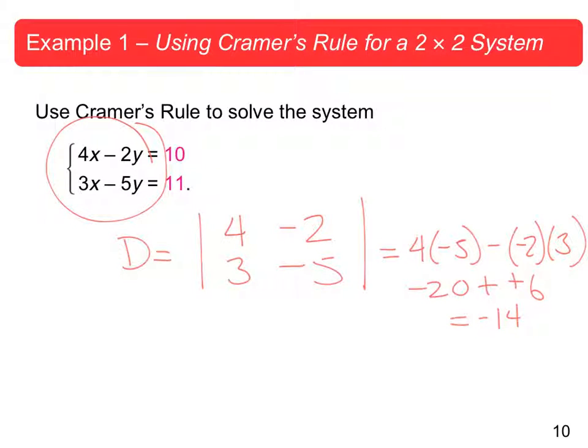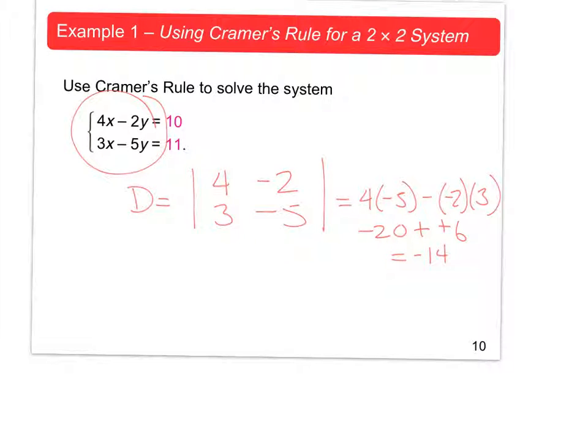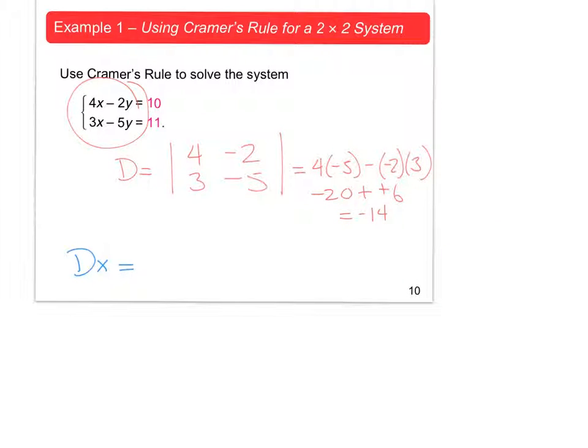Once we have D, the next thing we want to do is find what we're going to call Dx, and we're going to find Dy. So let's do those independently here, Dx and Dy. I find Dx and Dy, those matrices, by taking this answer column, the 10 and 11, and substituting first into the x column for Dx. So that 10 and that 11 are going to go into the x column. Everything else in matrix D stays the same, -2, -5. Then for Dy, the answer column is going to go into the y column of matrix D.